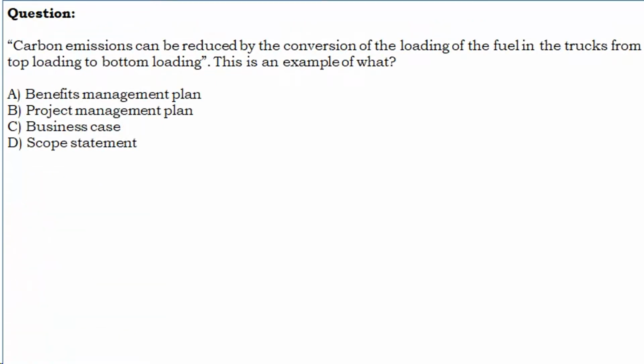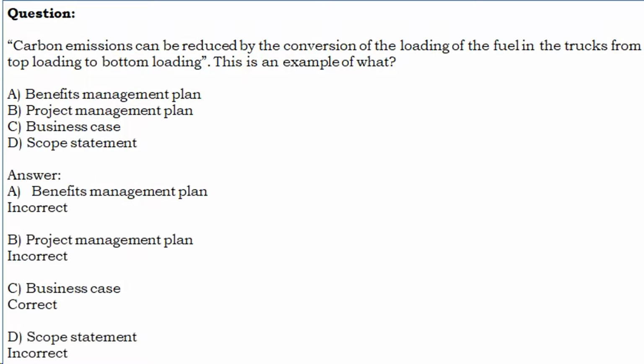Carbon emissions can be reduced by the conversion of the loading of the fuel in the trucks from top loading to bottom loading. This is an example of what? A. Benefits management plan. B. Project management plan. C. Business case. D. Scope statement. Let us see the answer.